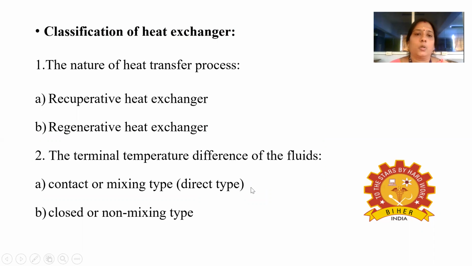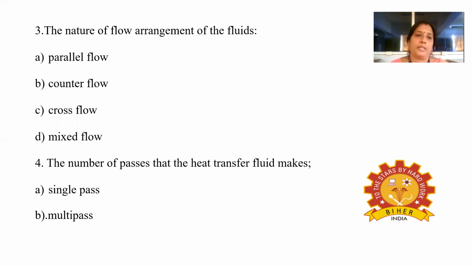Based on many criteria, the heat exchangers are classified. The first one is based on the nature of heat transfer process. Based on that, we can classify the heat exchanger as a recuperative heat exchanger and a regenerative heat exchanger. And the second one is based on the terminal temperature difference of the fluids. In this, we can classify it into two types: mixing type, that is called direct type, and another one is non-mixing type. Non-mixing type can otherwise be called closed type or indirect type of heat exchanger.